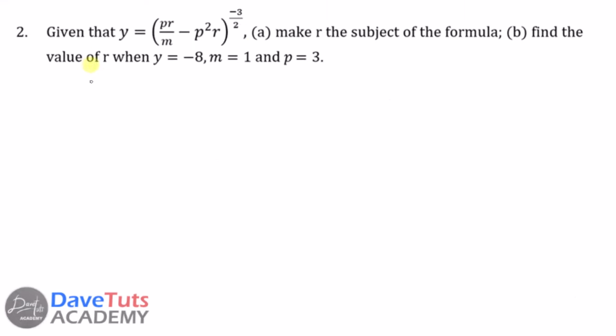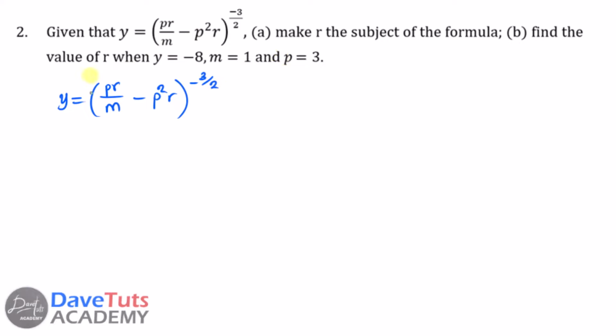Here in this question, change of structure of formula, we're given that y is this expression, pr over m minus p square r raised to power minus 3 over 2. In the first case, we have to make r the subject of the formula and then find the value of r when y is equal to minus 8, m is 1, and p is 3. The very first step, because what we are trying to isolate is r, and you can see r is here and r is also featured there. So we want to work in such a way that r will be standing. That's what it means by making r the subject of the formula.